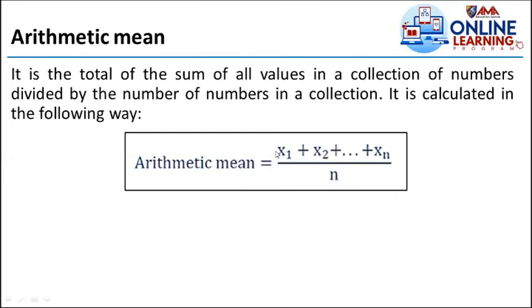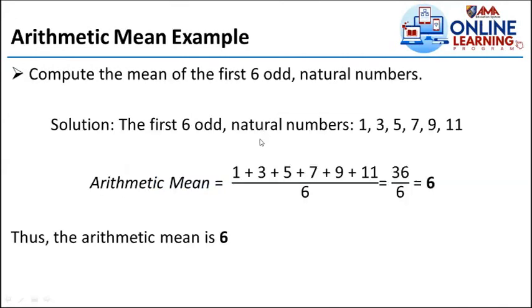What we're going to do is sum up all the data sets, and then divide by the number of items in the collection, however many data sets we have. So we have an example of arithmetic mean. Compute the mean of the first 6 odd natural numbers.